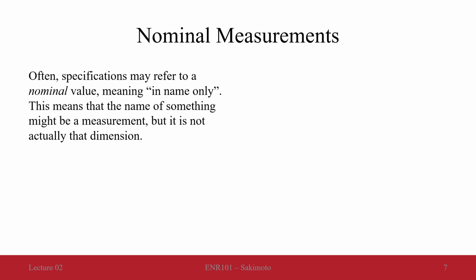One final thing that I want to touch on when we talk about units and measurements is that you'll often encounter what we call nominal measurements. You quite often see this in building materials, things in which you're measuring the dimensions, the length, height, volume, whatever it is of a piece of construction equipment or material. When we say nominal, that means in name only, meaning that the name of something might be a measurement, but is not actually referring to the actual dimensions of that object.